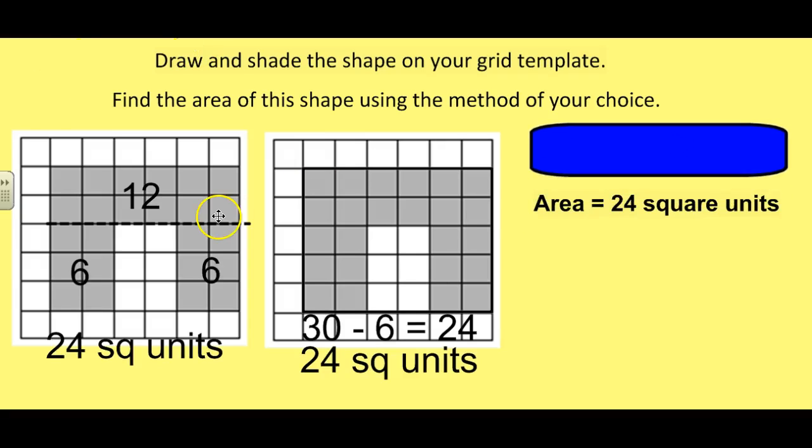Okay, so the area of the shaded shape was 24 square units. If you chose to use this strategy, I was expecting it to look like this: 12, 12, or 12, 6, and 6. And when you add all of those together, you get an area of 24 square units. This whole rectangle was 30 units, and when you take away the 6 from the white area, you were left with 24, so the area of the shaded figure is 24 square units.